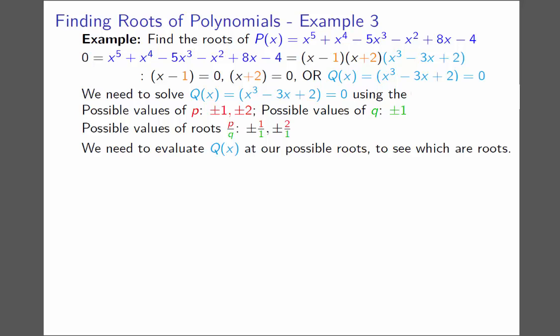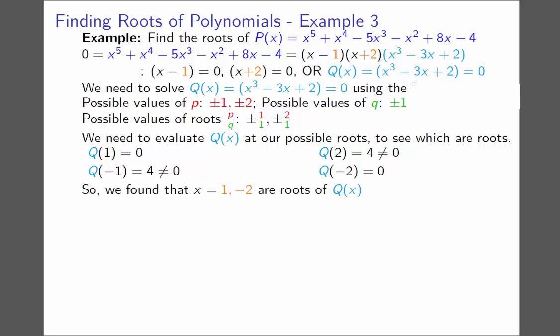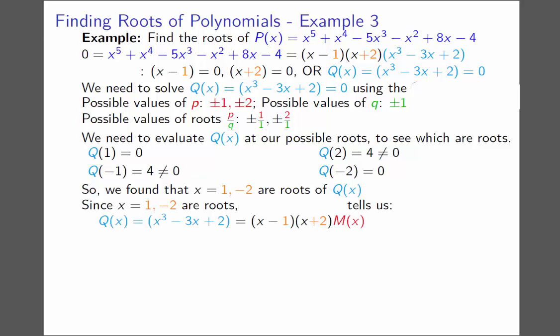So evaluating q at 1, negative 1, 2, and negative 2, we find that q of 1 is 0, while q of negative 1 is 4, q of 2 is 4 as well, and q of negative 2 is 0. So we found that x equals 1 and negative 2 are roots of q of x. And these roots, along with the factoring theorem, tell us that q of x can be written as x minus 1 times x plus 2 times some other polynomial. We'll call it m of x.